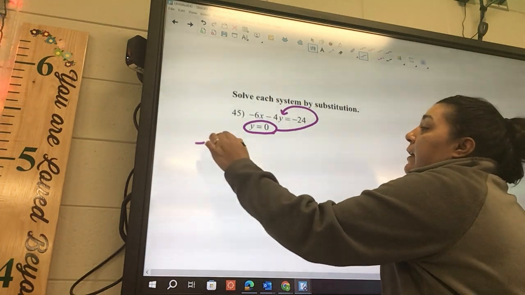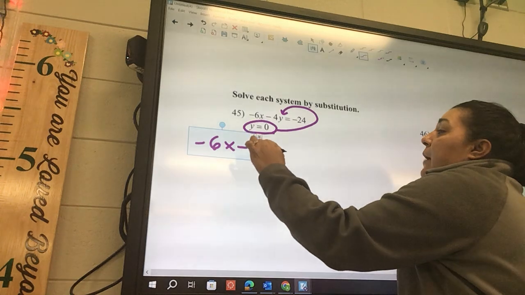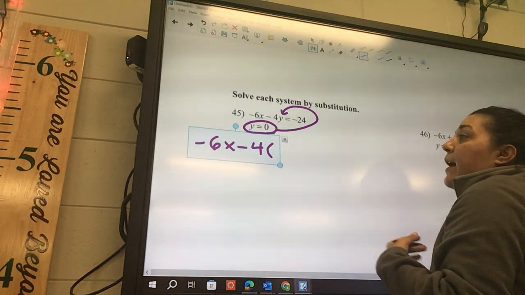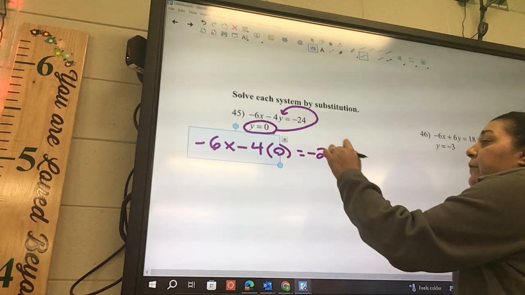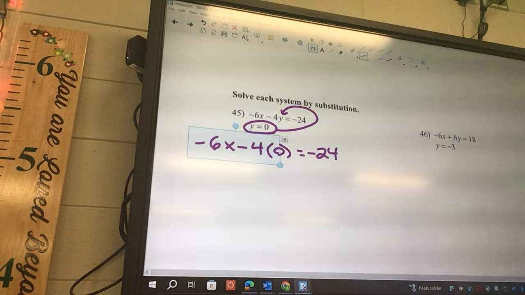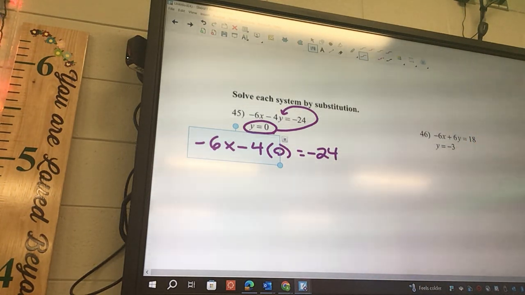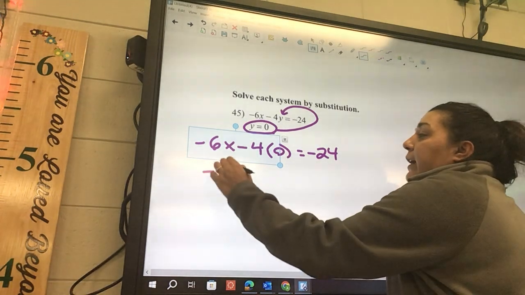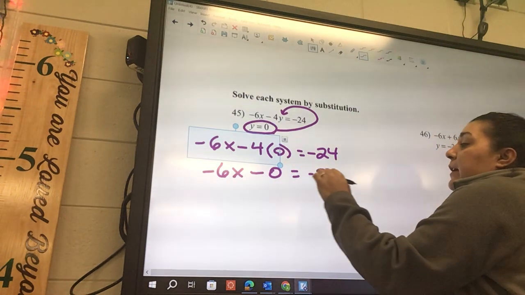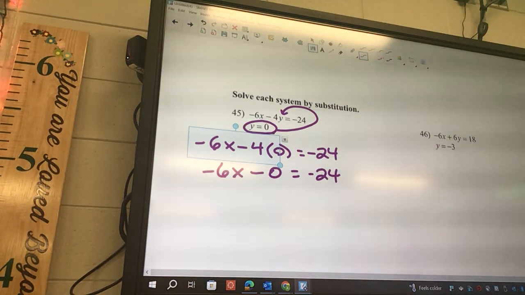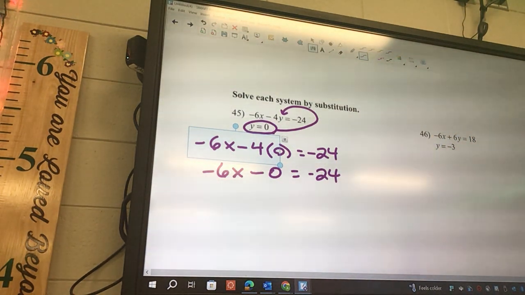So it's going to look like negative 6x minus 4. And instead of y, what am I putting? 0. 0 equals negative 24. Okay, so negative 4 times 0 is 0. So we're going to get negative 6x. You can say plus or minus 0. It does not matter. Really, you don't even have to put the 0. But that way, in case yours looks a little bit different, then you have all the steps.